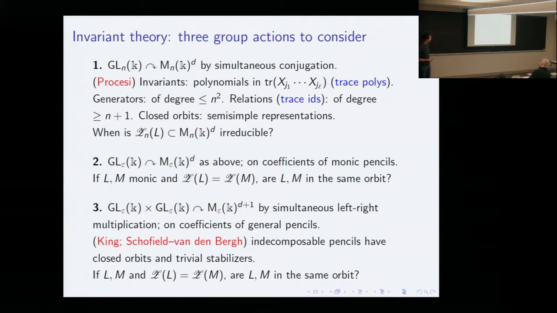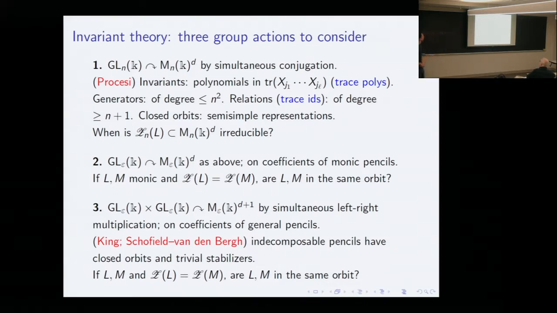And again, there are known results on what it means when some point has a closed orbit and trivial stabilizer and so on. And again, that's going to help us with the question of whether two pencils with the same free locus are in the same orbit. Actually, here I should say that these results are actually for SL times SL, but it's a pretty similar situation.